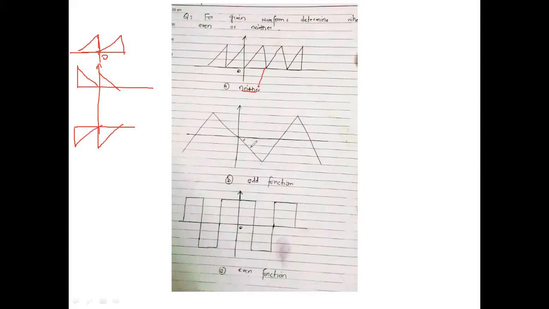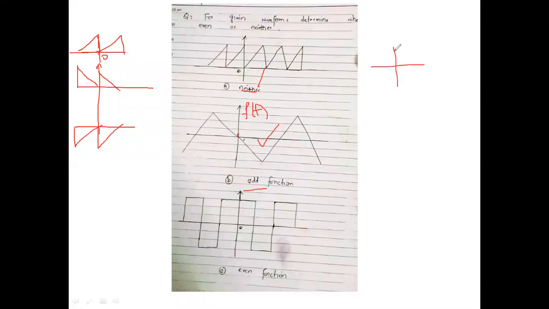Now let's check this one. This is the original f of t. Now check whether it is odd, even, or neither. First of all flip it, then invert it, and we will get the same function. So this is the odd function. You can test it.